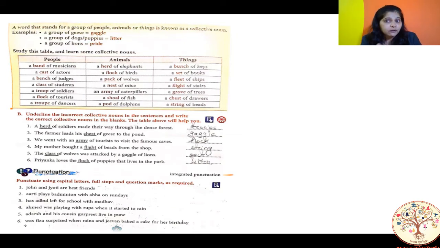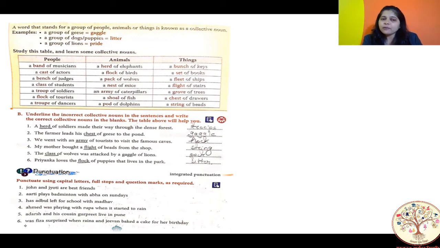So, you have to write the correct one, okay? The first is, a herd of soldiers meet their way through the dense forest. So what would the soldiers be in? Look, soldiers is written somewhere, what does it mean? Troop, T-R-O-O-P, troop, okay? We don't say herd. What do we call a group of soldiers?